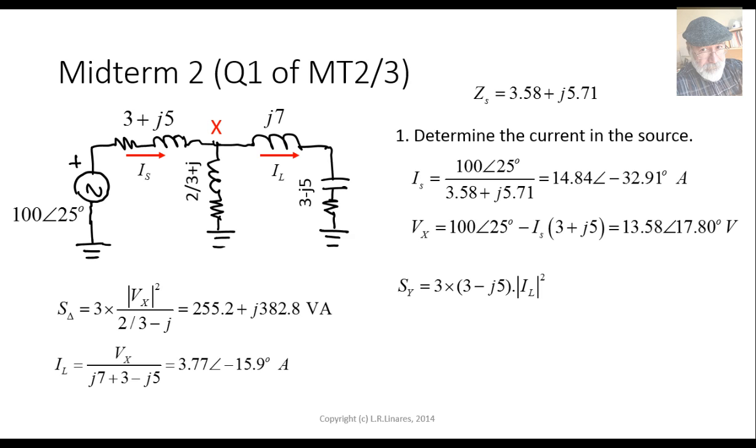The power in the Y connected load is 3 times Z, 3 minus j5, times the square of the RMS amps. That is the square of 3.77. That is the power absorbed by the Y load, 128 watts and 213 vars negative. So that load is producing reactive power, but we knew that, it's a capacitive load. And that takes care of question 1 of the midterm 2-3. That was the second midterm.